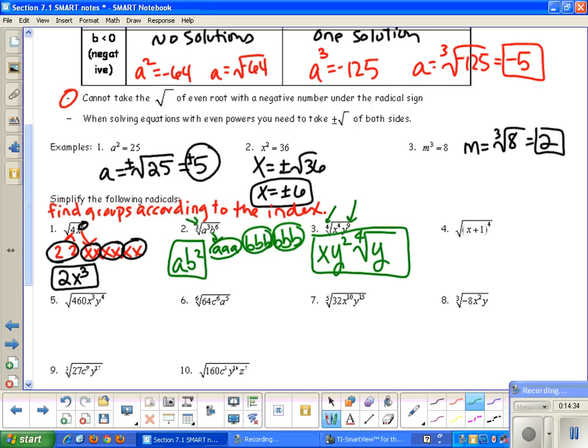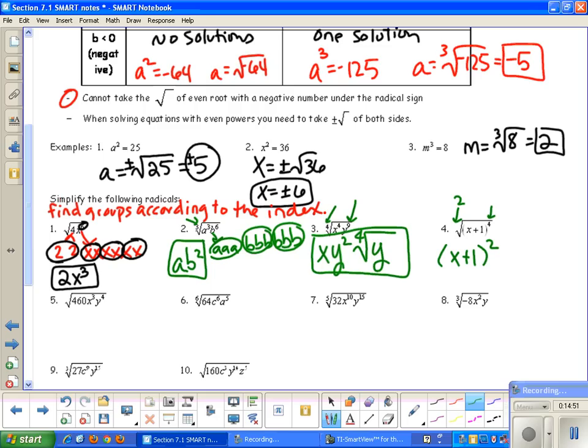If I look at the next one, I have the square root of x plus 1 to the fourth power. In this case, my index, when it's not written, is 2. So 4 divided by 2 gives me 2. So this would be x plus 1 squared.